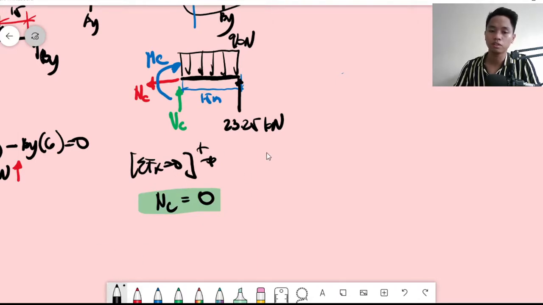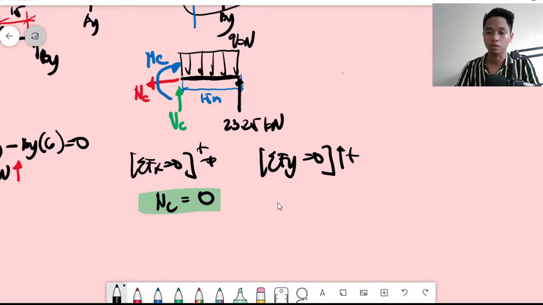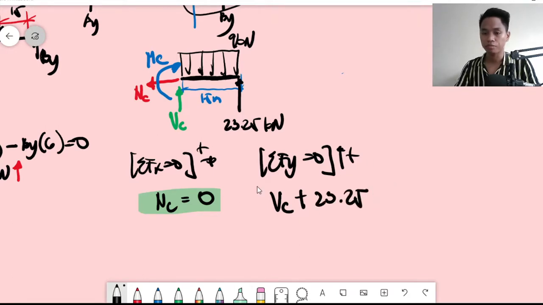Now, how about your shear at C? Summation of forces Y is equal to 0. Upward forces are positive. So, that would be, positive na ito is VC. Plus your 23.25 kilonewton. Okay, later na lang ang unit. Then, downward na ito is si distributed load which is 9 multiplied by 1.5. Okay? Atong i-simplify diretso.